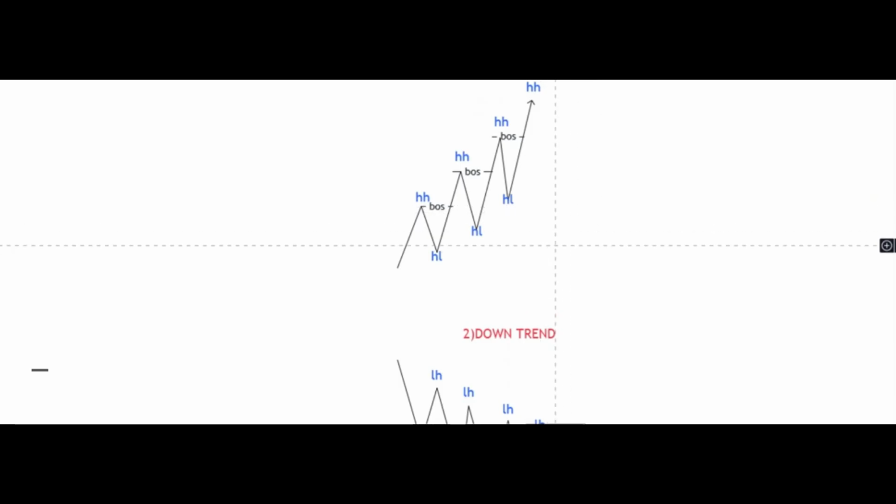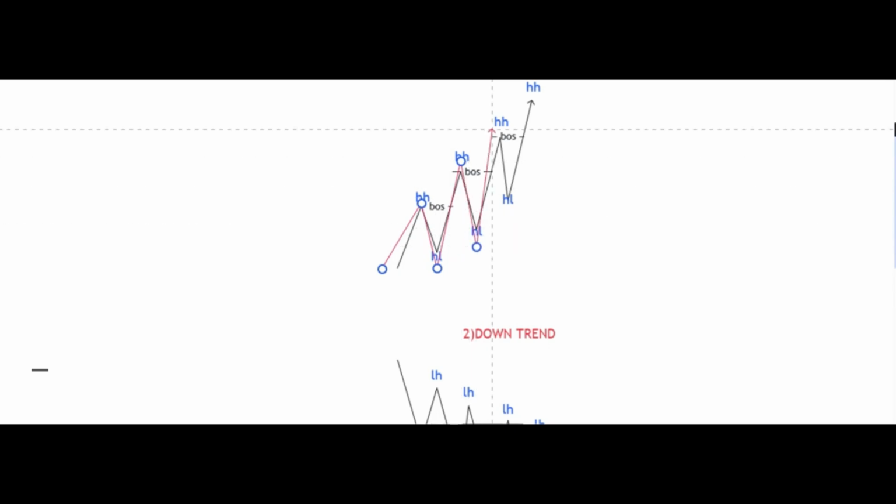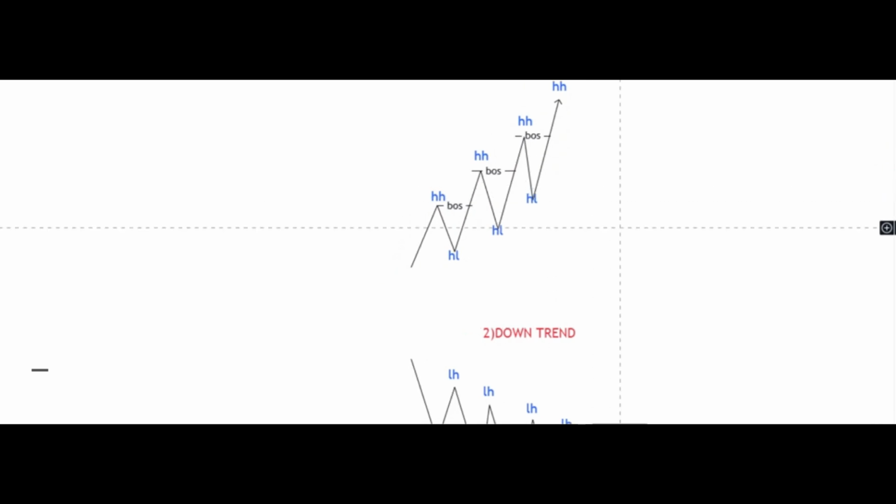When we talk of an uptrend, we expect the market to be giving us a series of higher highs and higher lows continuously until you get a change in structure. This is what I mean. As you're seeing here, the market was going up. This is the higher high. It gave us this low down, which is called a higher low. Then it came up, created another higher high, a higher low, higher high, higher low, and then it created the last higher high.